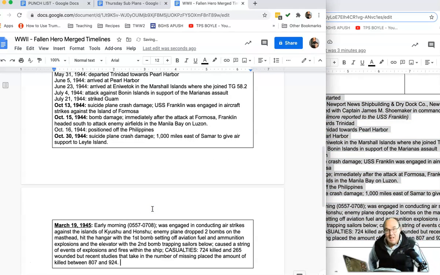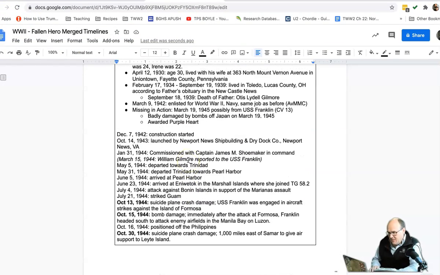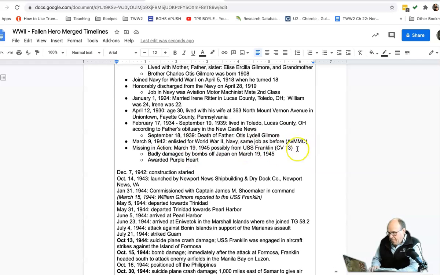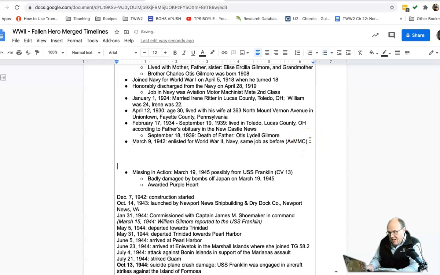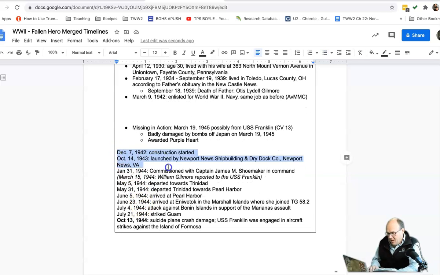Now, I have a lot of pieces here, but I don't have all the pieces that I need because I got to make sure everything fits up together in its correct chronological order. So let's go through and see. Okay, we know that Gilmore enlisted for World War II in March of 42, and that's the last entry we have for him until we get to 45 when he's missing in action. So everything between March 9 of 1942 and March 19th of 45 is going to go in between those two parts.